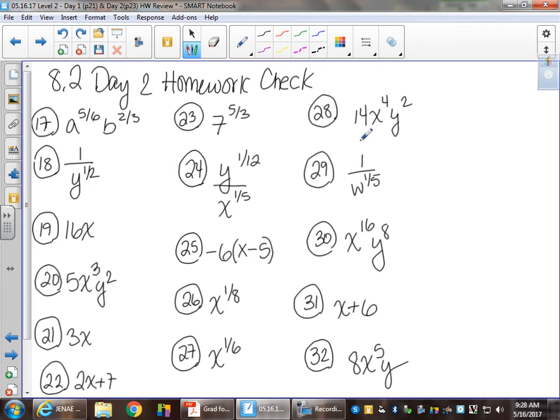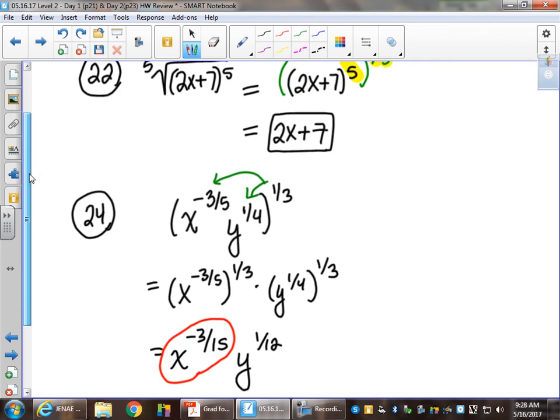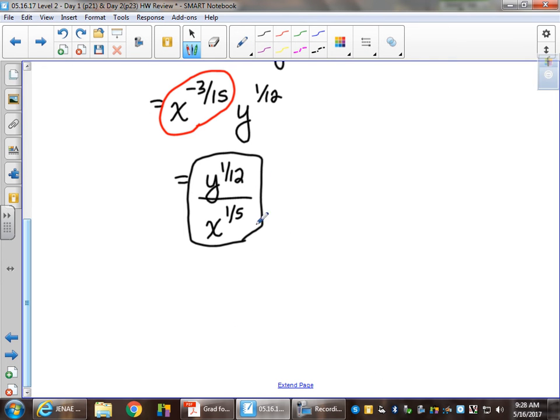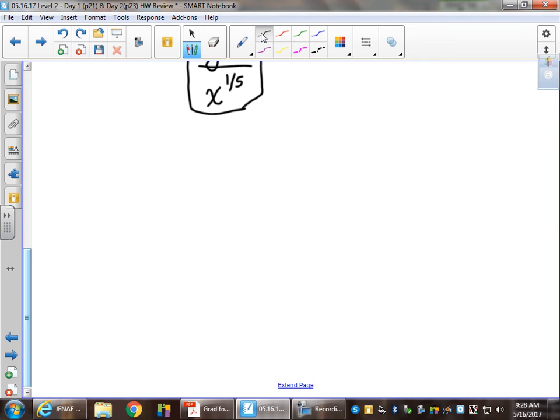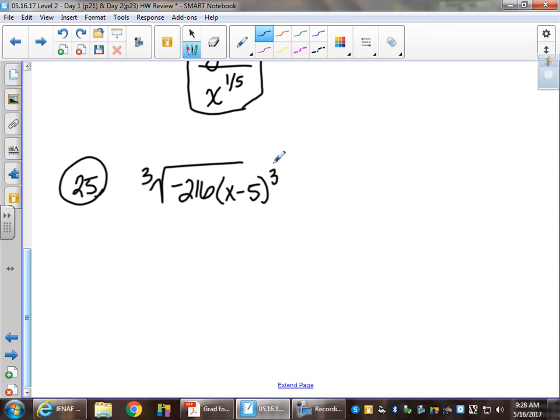Awesome. 25? So 25 says third root of negative 216 times x minus 5 to the third. What's my first step? We don't want a radical. We want rational exponent notation. So what's underneath? Whatever's underneath, write it down again.